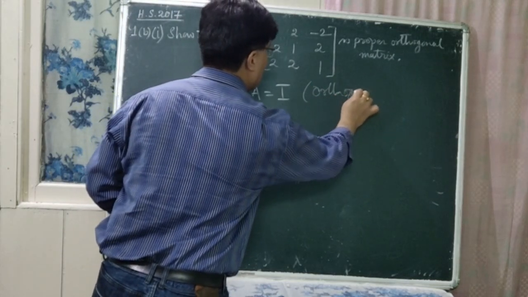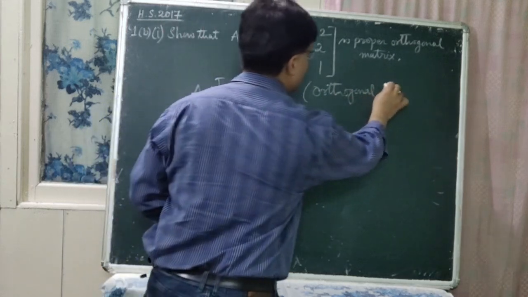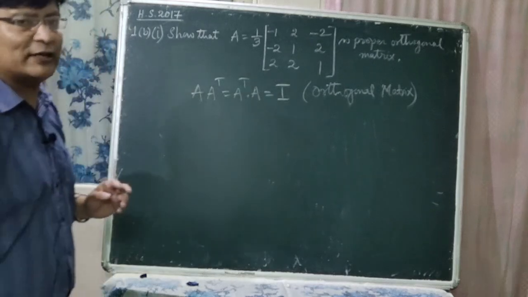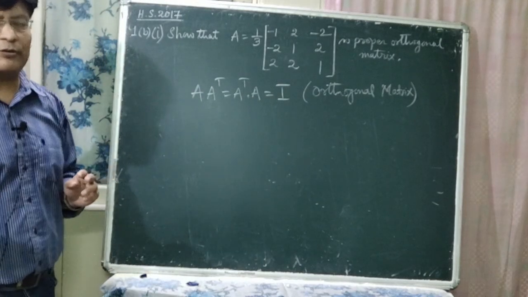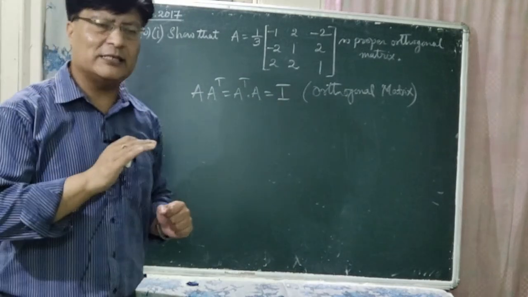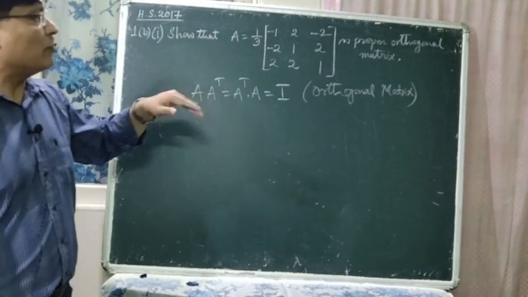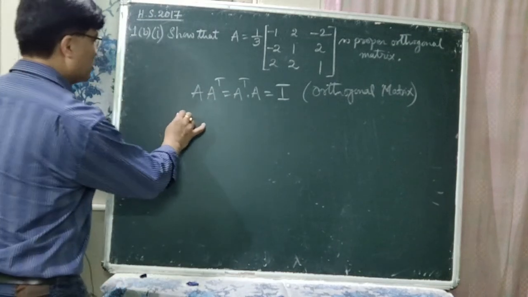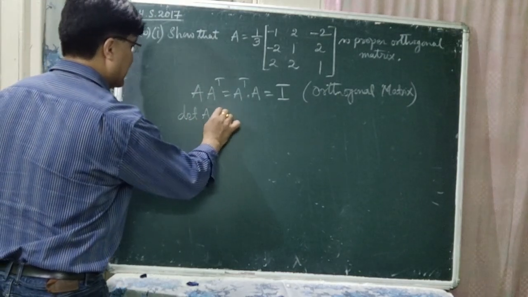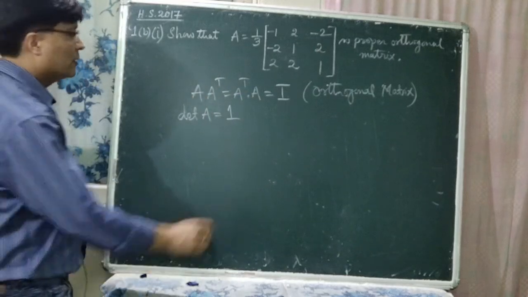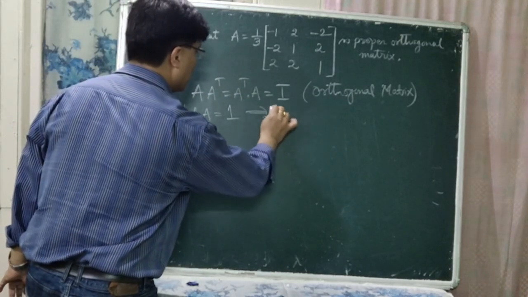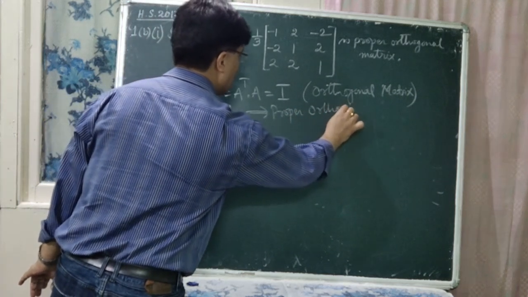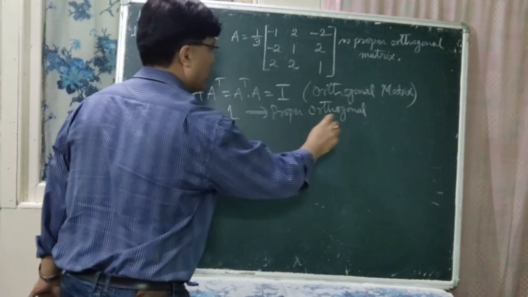This type of matrix, if you can prove A dot A transpose is equal to A transpose dot A is equal to I, then you can say that A is an orthogonal matrix. Now in this case you have to prove proper orthogonal matrix. So if you can find out det A is equal to 1, then this is known as what? Proper orthogonal matrix.